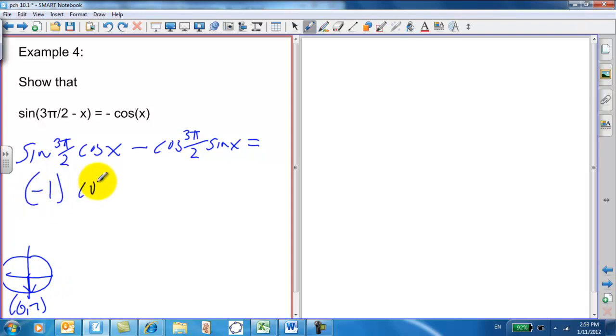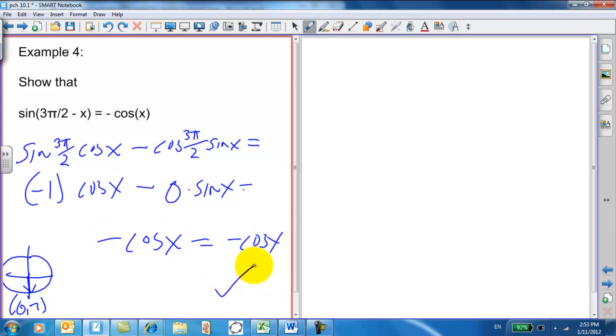Negative 1 times cosine x minus cosine of 3 pi over 2, the x-coordinate is 0. So that term falls out. And we just end up with negative cosine x equals negative cosine x. There's your proof. Okay, I believe that's it.